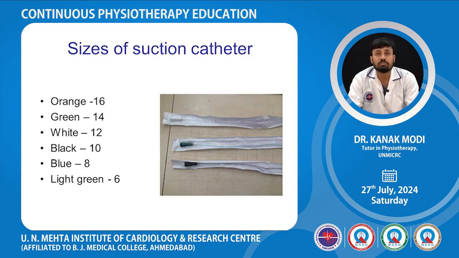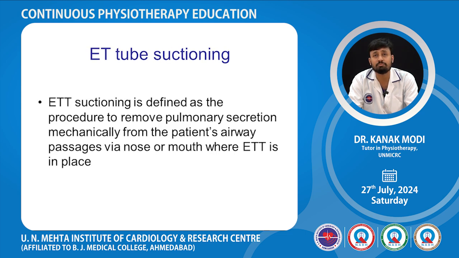What are the sizes of suction catheter? Orange 16 number, green 14 number, white 12 number, black 10 number, blue 8 number and light green 6 number. Orange, green and white numbers are mainly used in adult male or female, whereas blue and light green are mainly used in pediatric patients.